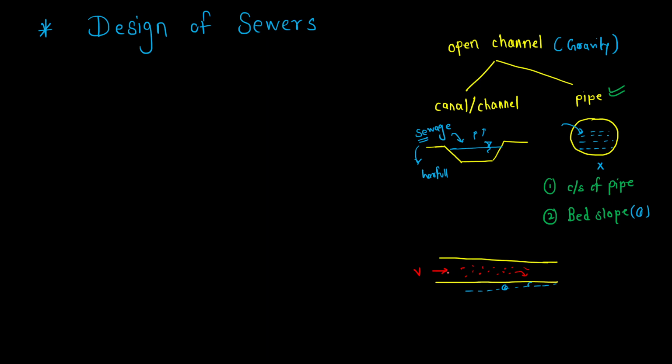Just imagine sewage flowing through this pipe. Its velocity should be such that the particles present in the sewage do not settle. It should be self-cleaning the sewer. And the second is the maximum velocity: the velocity should not be very high, otherwise the conduits we are laying could be damaged. So the required velocity should be somewhere between the maximum velocity and the self-cleansing velocity.